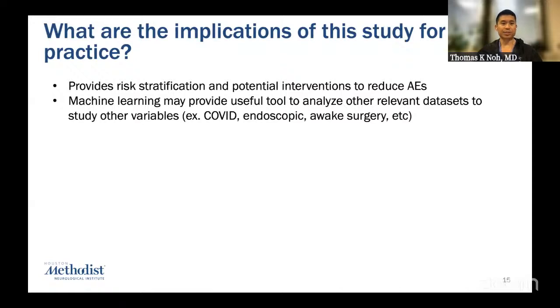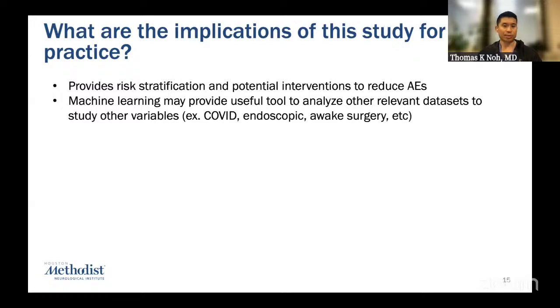And then what are the implications of the study in regards to our practice? I thought it was interesting because it helps us in some ways to provide risk stratification, and then to potentially actually create interventions to reduce, based on a case-by-case basis with patients.